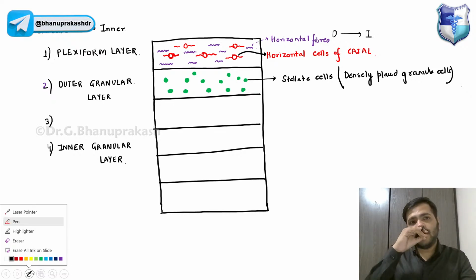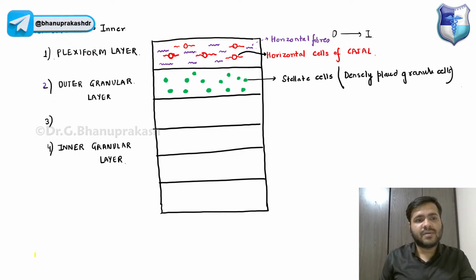Okay, now coming on to the inner granular layer. So basically, let me just highlight this, guys, with a green color, with this highlighter, to indicate these are all the layers of the granular cortex, right? We have the outer granular layer and we have the inner granular layer also.